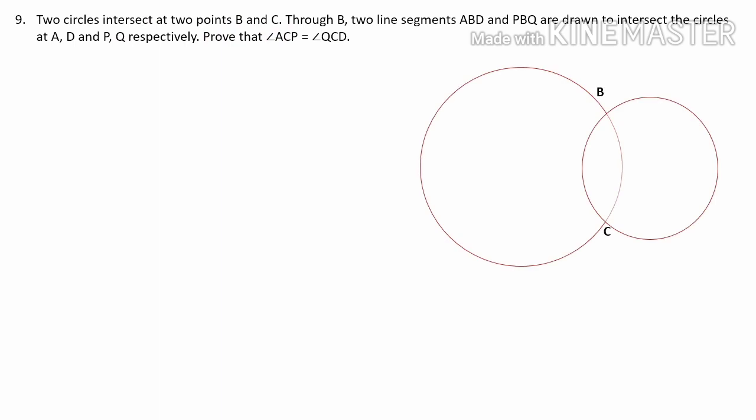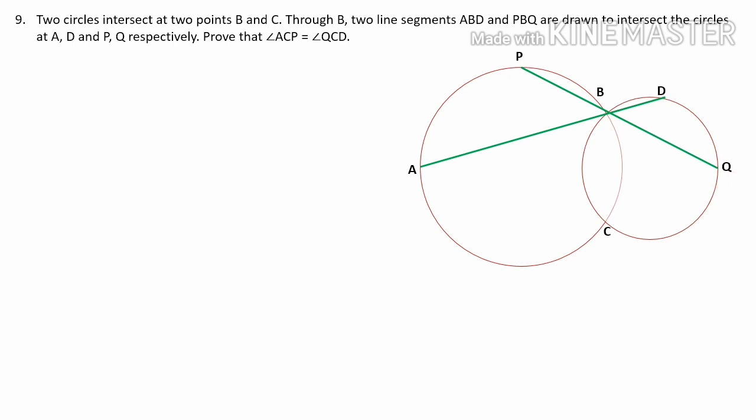First and foremost, we have to visualize this question, because if you simply go through the lines we will not get the idea. So let's visualize the question by using the given conditions. Two circles intersect at B and C, and through B two line segments ABD and PBQ are drawn. They intersect the circles at A and D, P and Q.